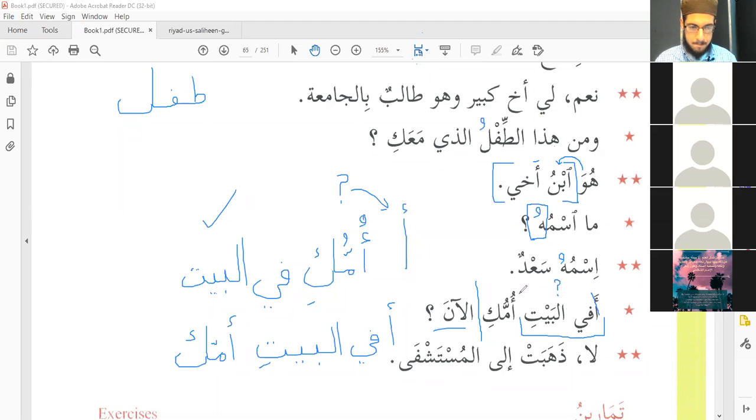So saying afil bayti ummuki is the same as saying aina ummuki, and saying ummuki fil bayt is the same as saying man fil bayt. Yes, fantastic. Very, very good. The only difference is that this type of question shows that it's not a completely open-ended question. We have an idea of where she's likely to be, right? Or in the other type of question you mentioned, we have an idea of who it is.